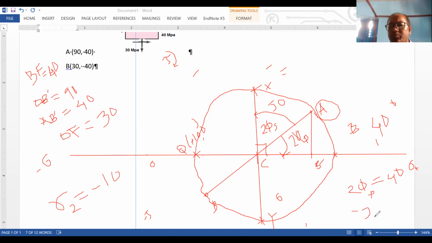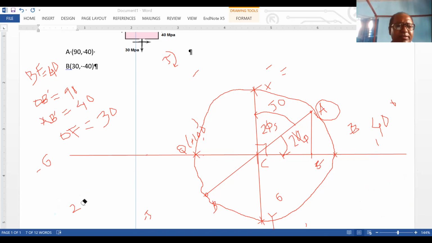So obviously 2 phi s will be 90 minus 2 phi p. But that means it's coming 50. You don't need to calculate, you just figure it out from the geometry. So far, any question? So far, anyone?